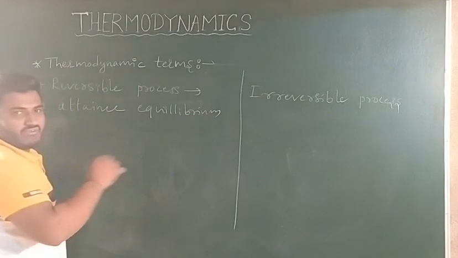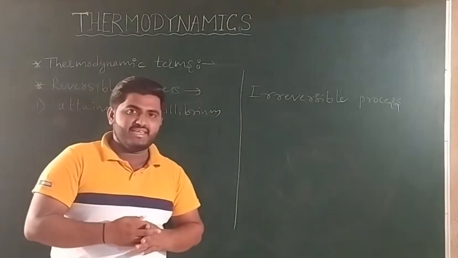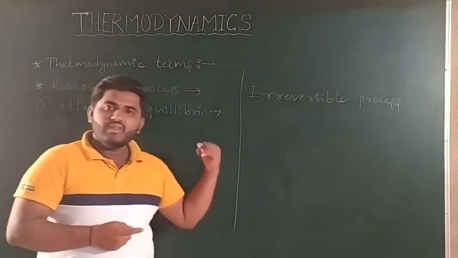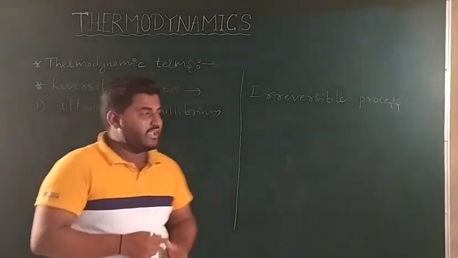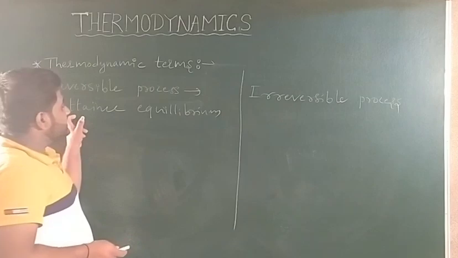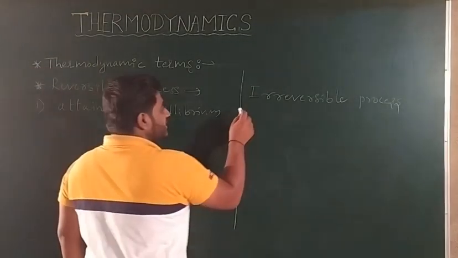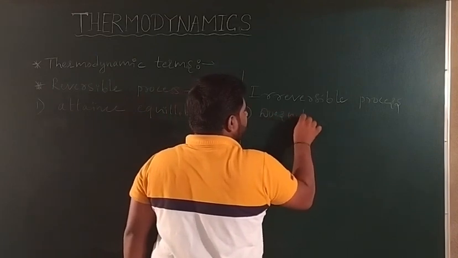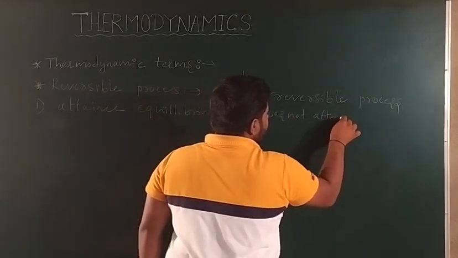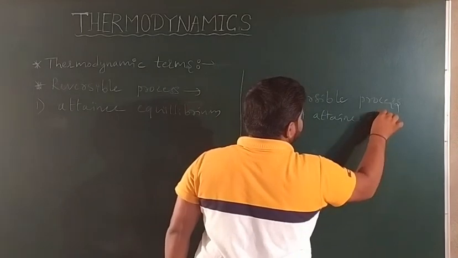Equilibrium means forward reaction, backward reaction. Both are taking place simultaneously. Regarding equilibrium, there is a chapter for you. We will discuss it in the next chapter. Then this system attains equilibrium here. Here the system does not attain equilibrium.